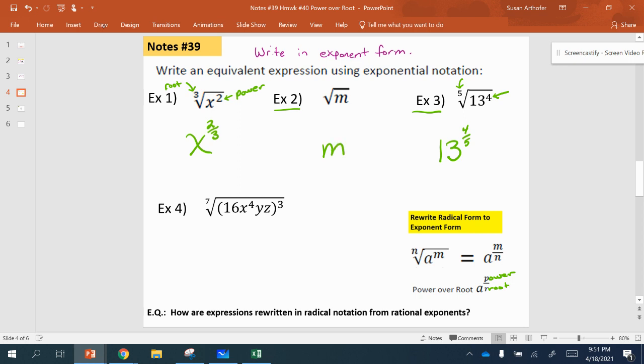You write the m big. Now here we go. What's the power? It's hidden. What's up here on the m? How many m's are there? Just 1. So this is a hidden 1. And what kind of root is it? If there's no number written, then that's the hidden 2 for square root. So this is m to the 1/2.